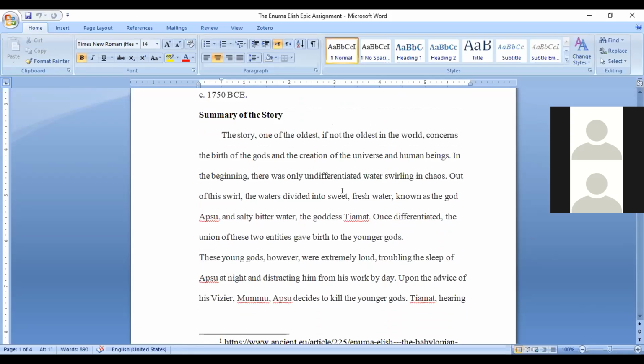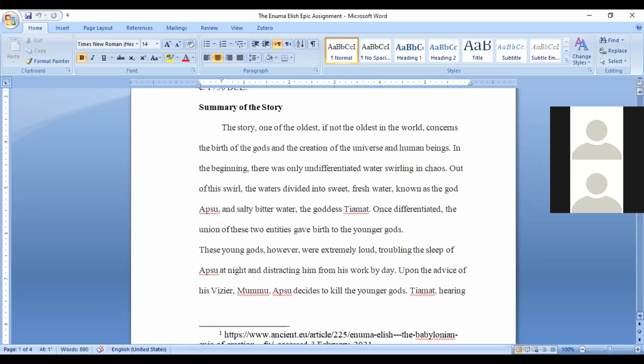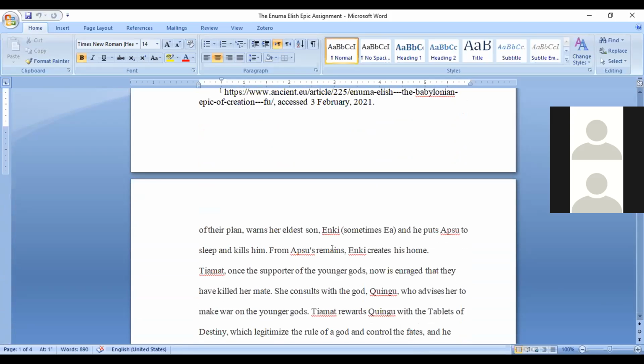In the beginning, there was only one undifferentiated water that swirled in chaos. So out of this chaos, waters were divided into two, the sweet fresh water known as the god Apsu, and the salt bitter one known as the god Tiamat. And these gods got married together and gave birth to other younger gods. Then as they grew up, the younger gods were extremely loud and troubled the sleep of Apsu at night and would not allow him to walk in the day. So Apsu became annoyed and sought advice from his friend Vizier Mumu, and he decides to kill the younger gods. Tiamat, their mother, heard of this plan and told the plan to her elder son Enki or Ea. Then he puts Apsu to sleep and kills him.